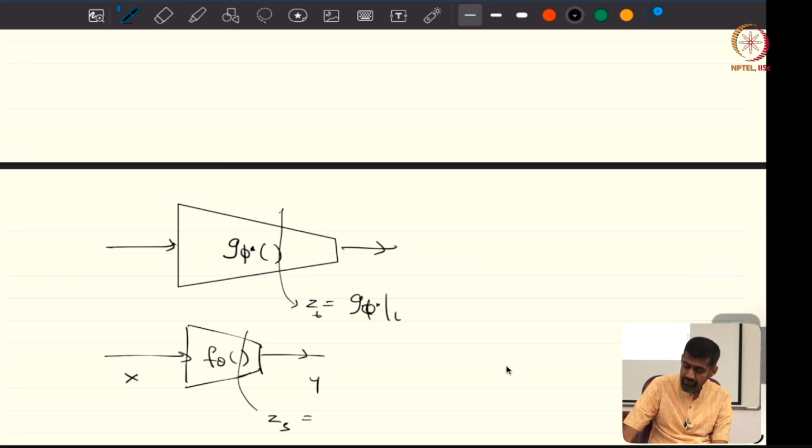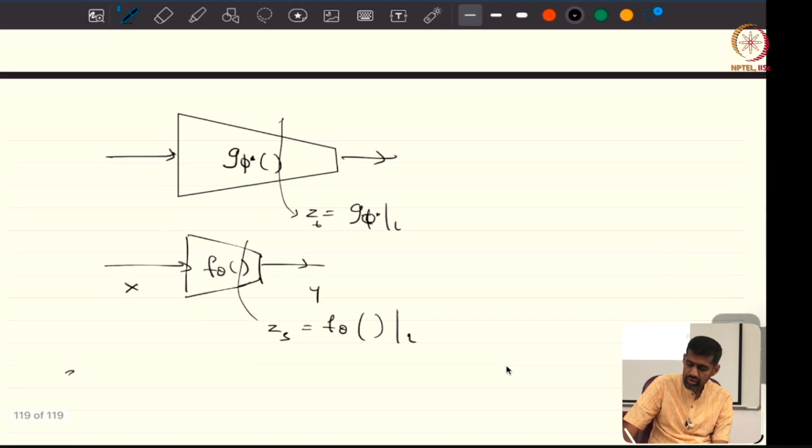zs is the output of the student network at the lth layer. Now ensure that the dimensionality of zt is the same as that of zs.